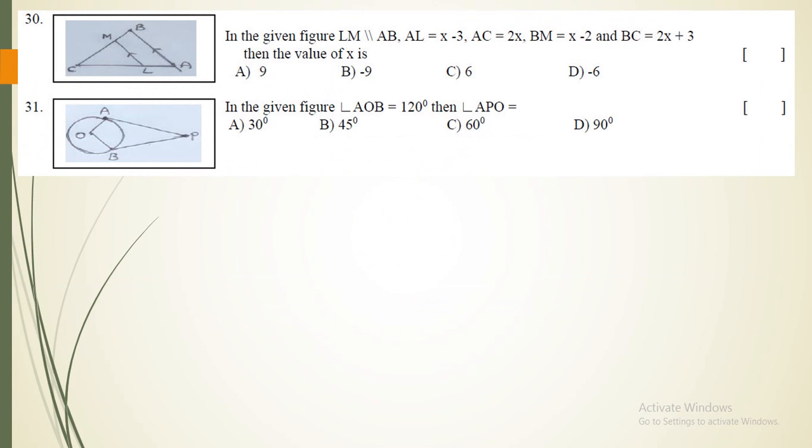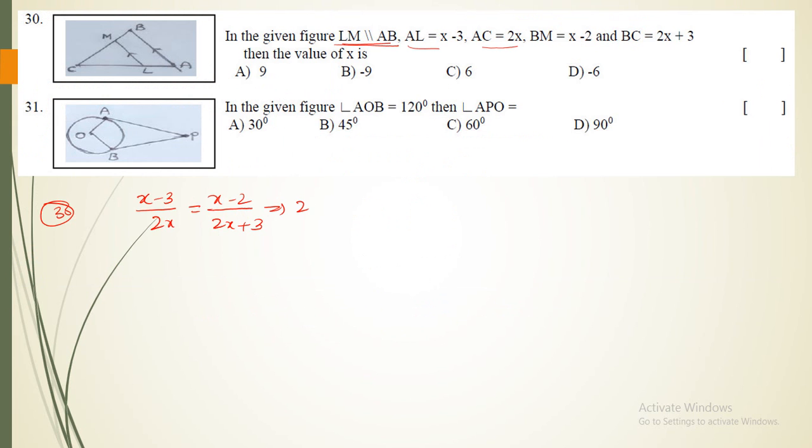Next, moving on to one more question. Here LM is parallel to AB. So if LM is parallel to AB, we can directly apply Thales theorem, right? By applying Thales theorem, AL by AC is equal to BM by BC. AL is x minus 3, AC is 2x, and BM by BC is x minus 2 by 2x plus 3. So when I do cross multiplication, what am I going to get?